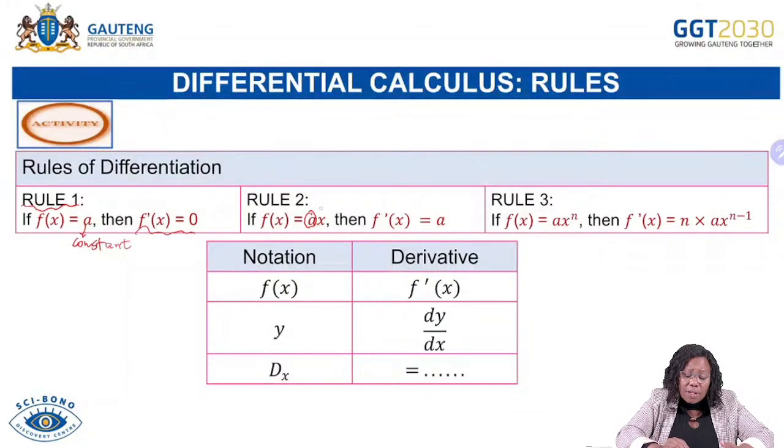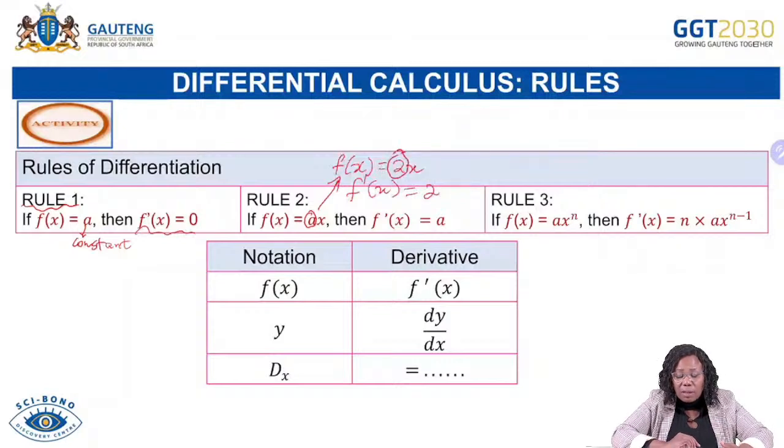So what do they mean in this case here? It's when maybe we are given f at x is equal to 2x. Therefore, your f derivative of x for that one will be positive 2. That is the front part there. That is what we mean about this particular rule. Can you see the same?